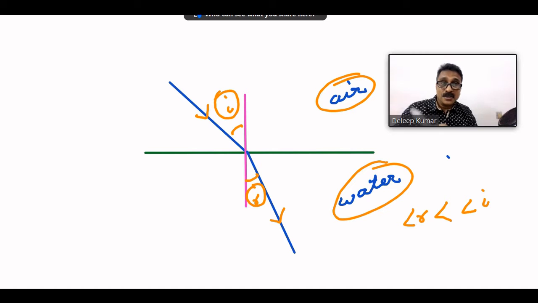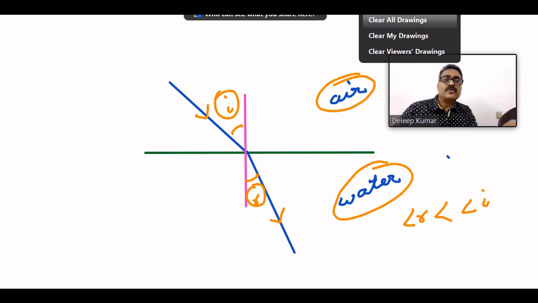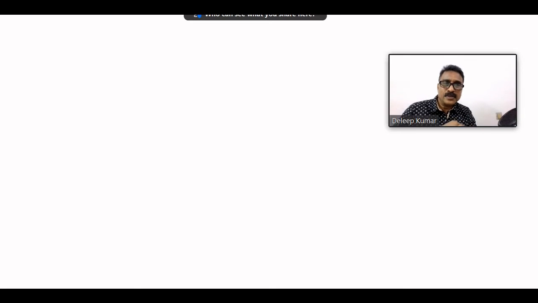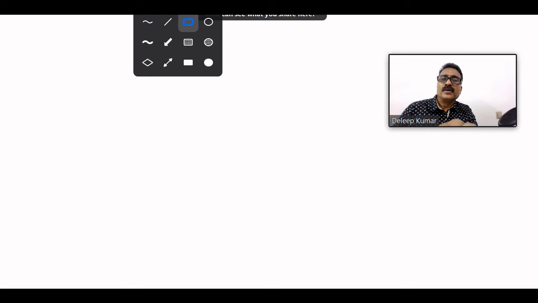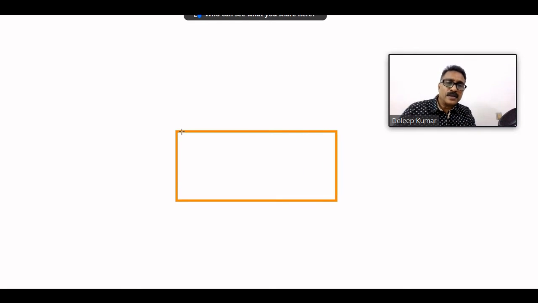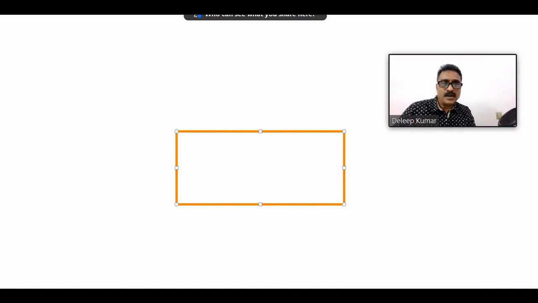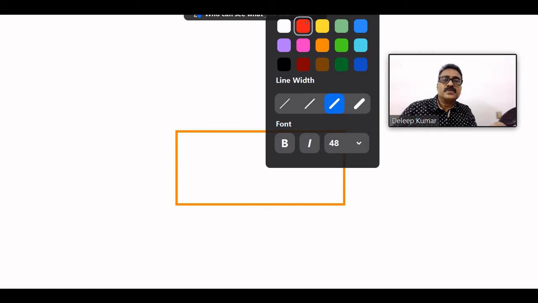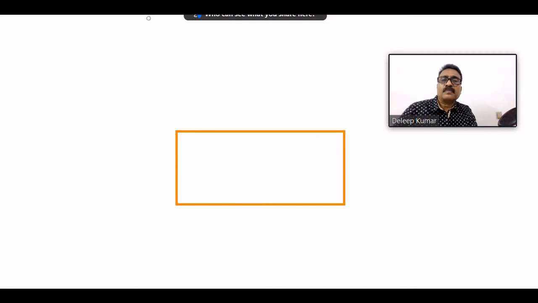Okay, are you ready? We are going to discuss light refraction through a glass slab. For that, first we have to draw a glass slab. How can we draw a glass slab? Simple, a rectangle. If you draw a rectangle like this, it is a glass slab. You must remember one thing: this is a parallel sided glass slab. That means its sides are parallel. This side and this side, this side and this side, they are parallel. Clear?